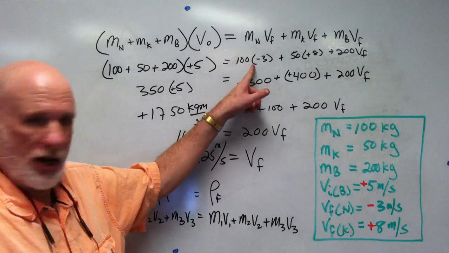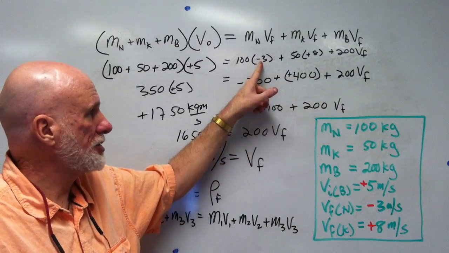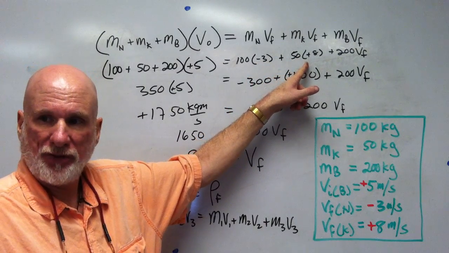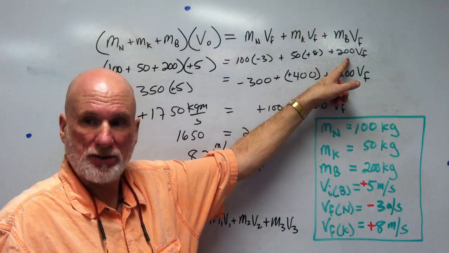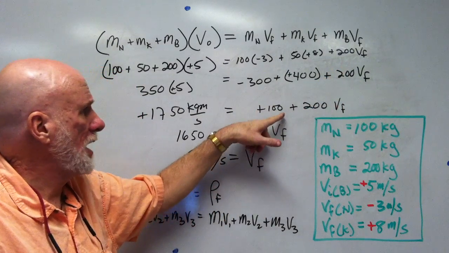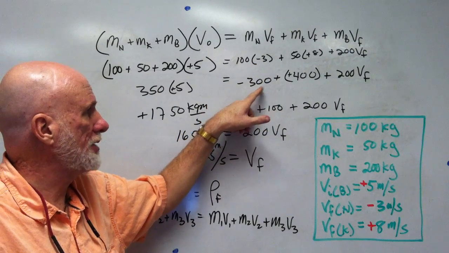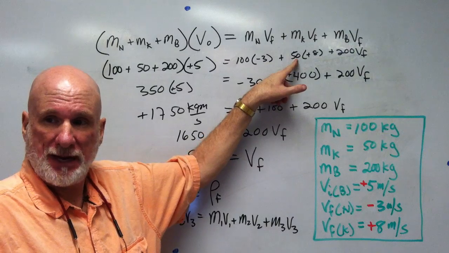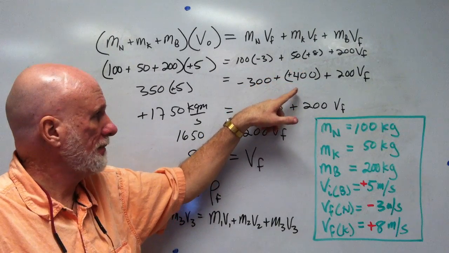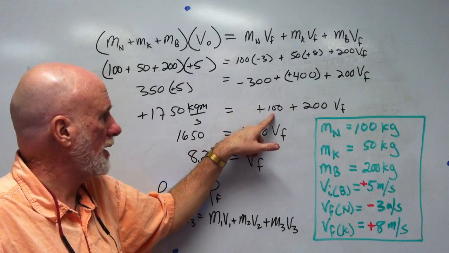Now, so 100 times minus 3. That's Nate off the back, minus 3. Keith off the front, plus 8. And the boat, final velocity of the boat. That's what we're actually calculating. So it comes down to 100 times negative 3 is negative 300. 50 times plus 8 is plus 400. So negative 300 plus 400 is plus 100.